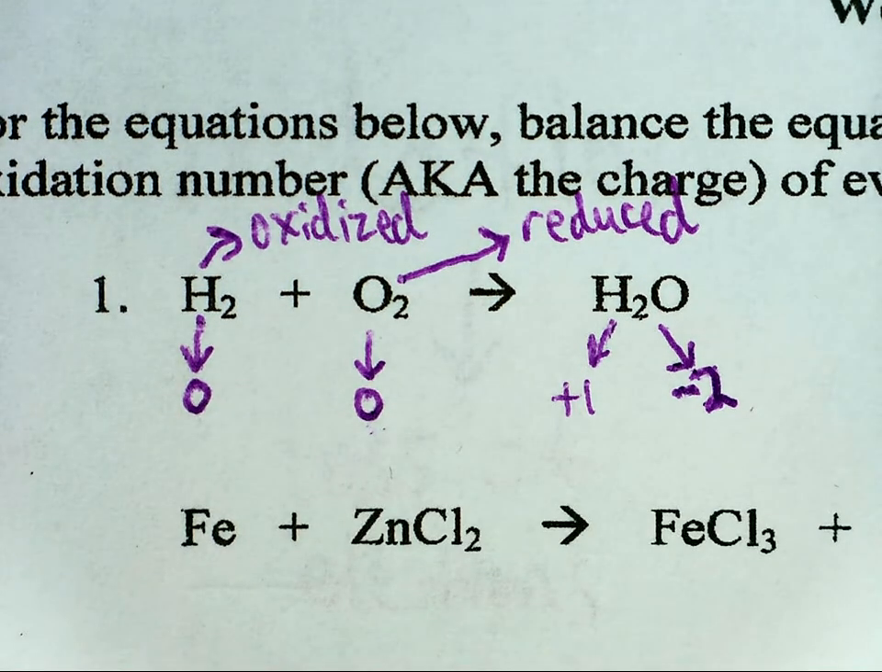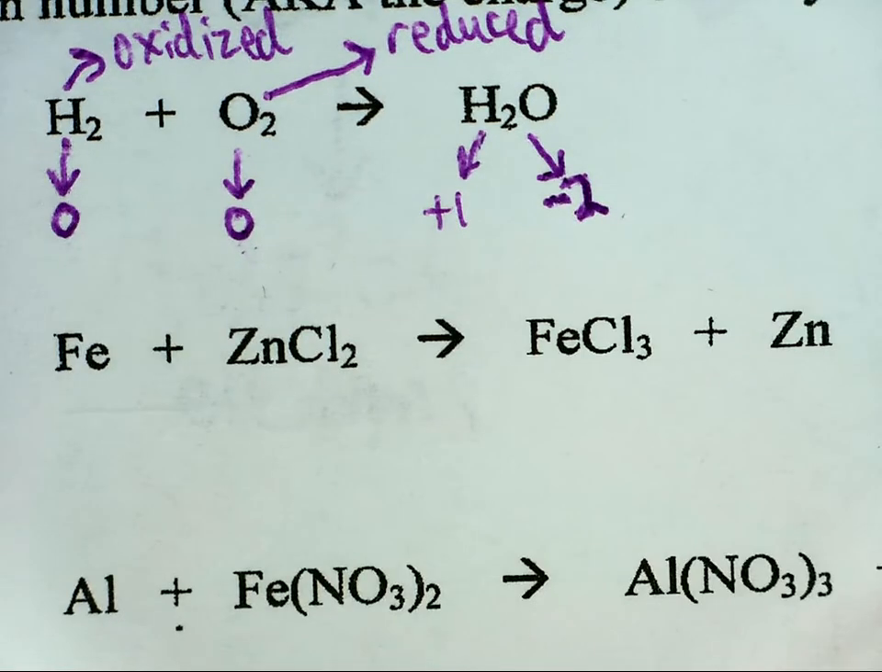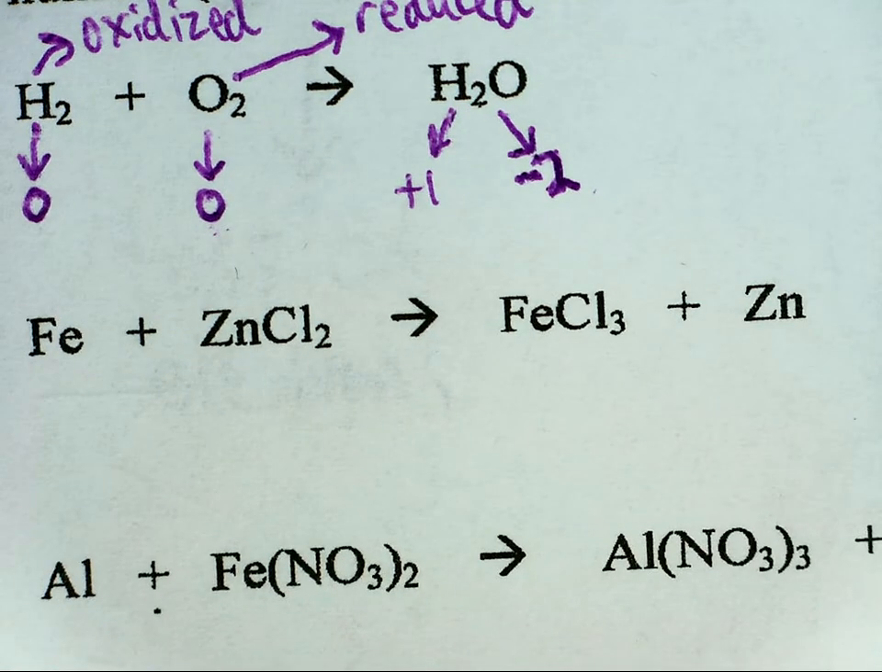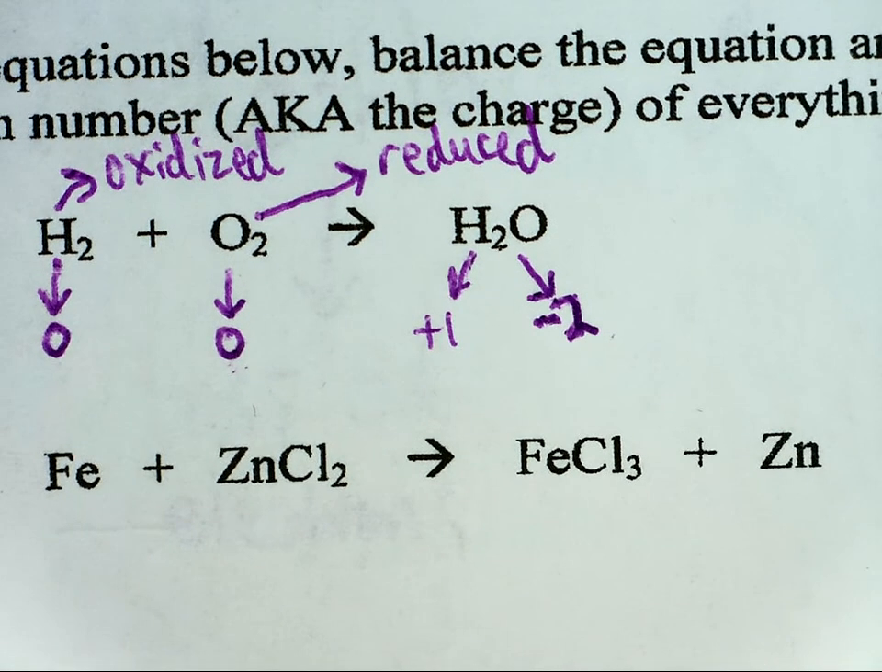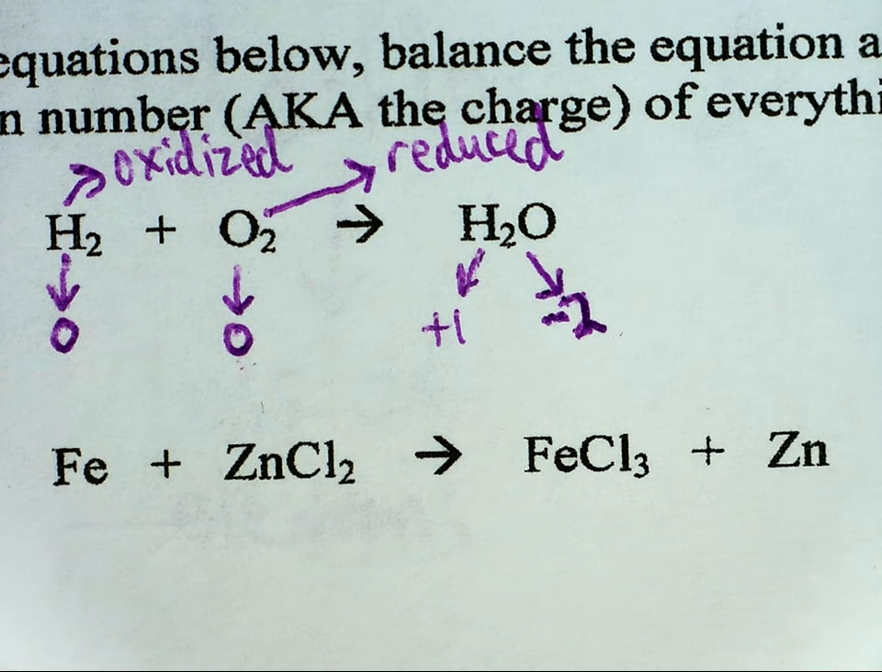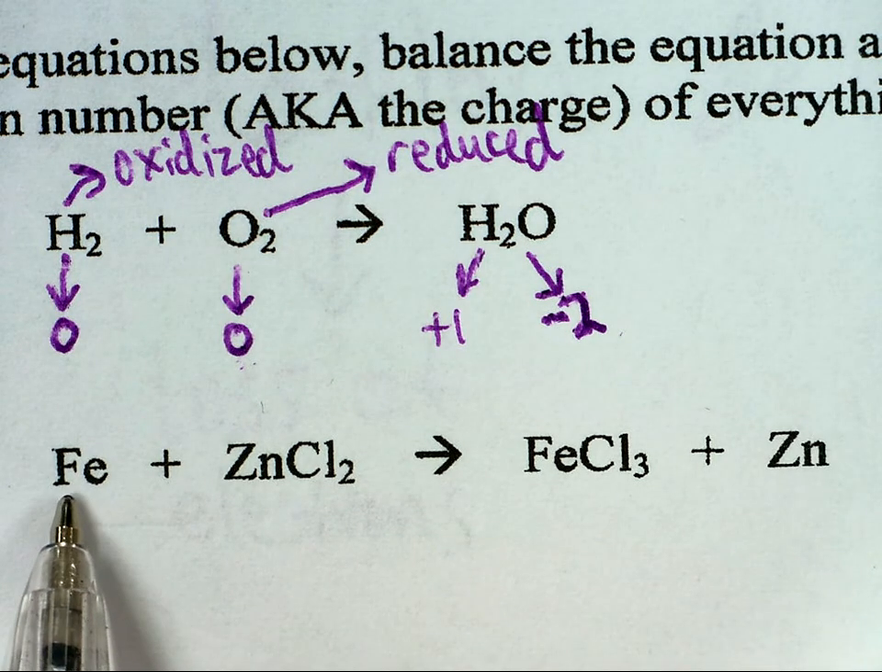Alright, let's look at another example. Number 2 on this worksheet is this one with the iron and the zinc chloride. Okay, figuring out what to do with the iron and the zinc chloride. So let's see what's really happening here. Let's break it down into each of these individual things. I'm going to write it a slightly different way from here. The iron starts out as just neutral iron.